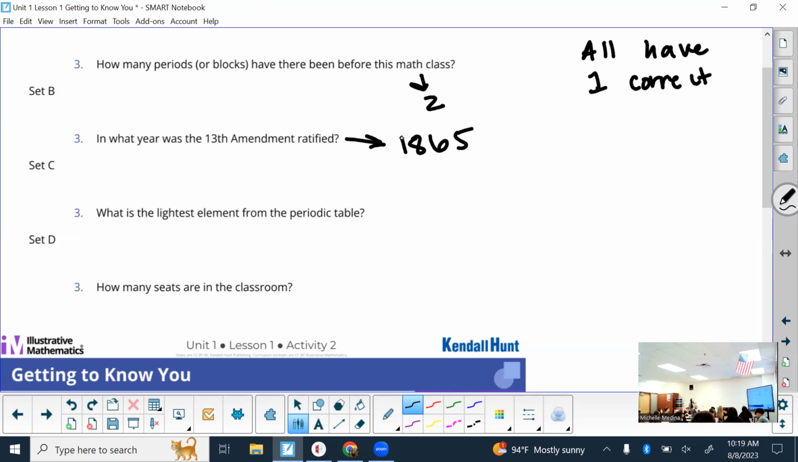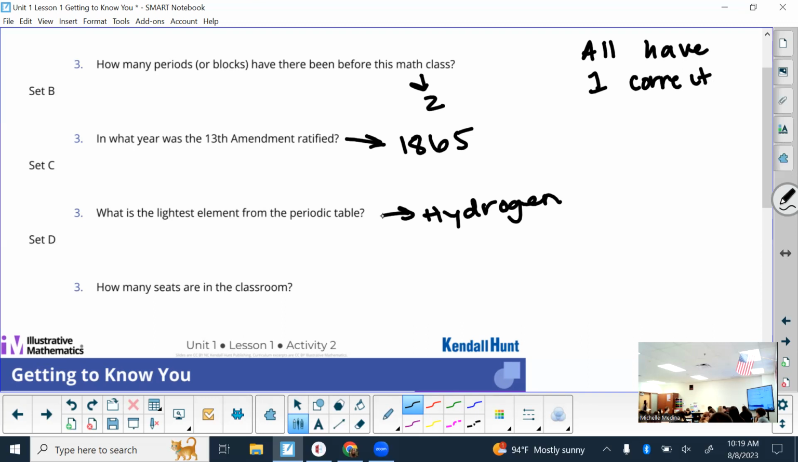What about the lightest element from the periodic table? It's hydrogen. If you said a different one, and I know you haven't taken chemistry yet, if you already knew that, good job. There's only one right answer. There's only one element that is the lightest.